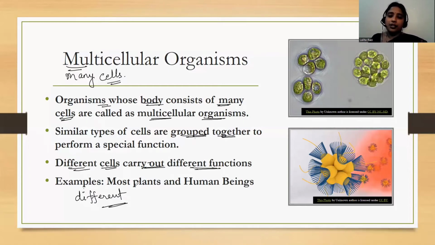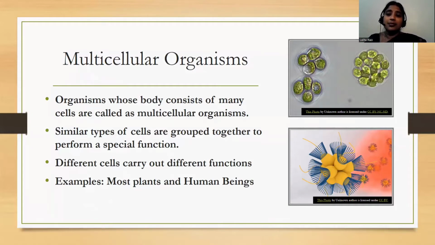Now, what are the examples? Most plants and human beings are multicellular organisms. Here you can see an example of multicellular organisms. So what are multicellular organisms? The organisms that are made up of more than one cell, or many cells, are known as multicellular organisms.